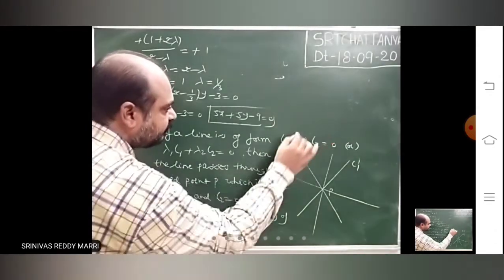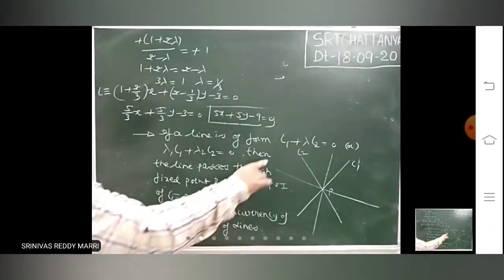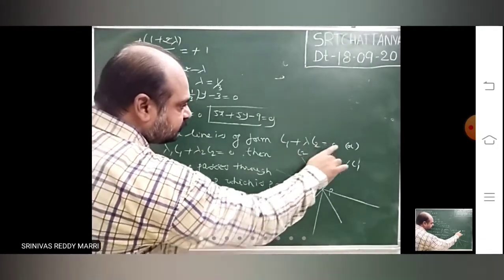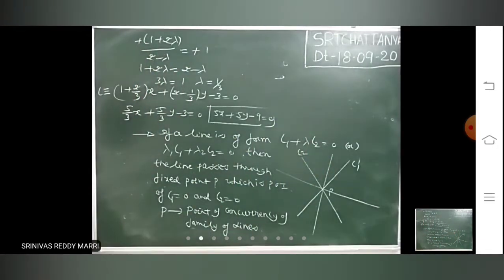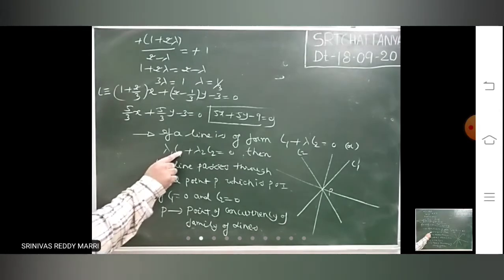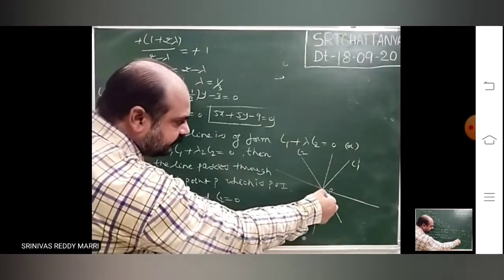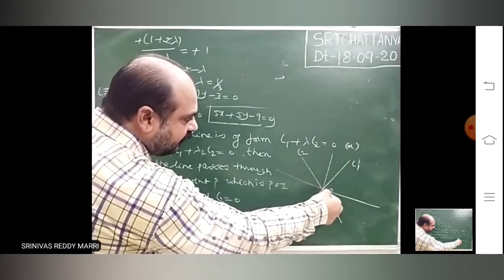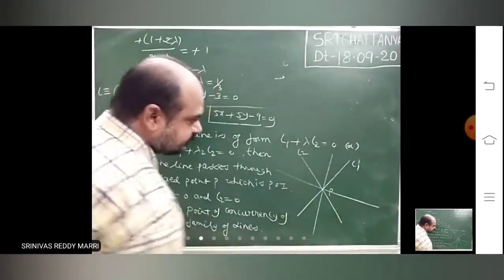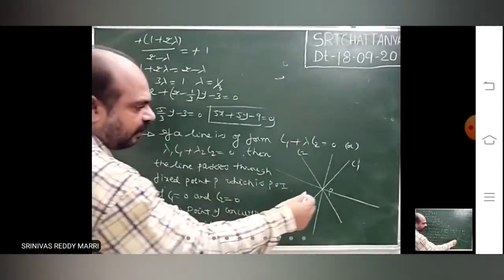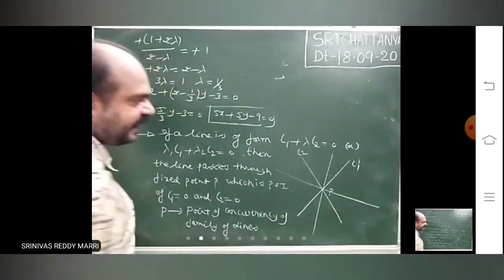Immediately you keep L1 equal to 0 and L2 equal to 0, from L1 plus lambda L2 equal to 0. Keep this equal to 0, this equal to 0 and solve for the point of intersection. Solve those and you will get a point P. That is nothing but the point of concurrency of all the lines, and all these lines pass through the fixed point P.